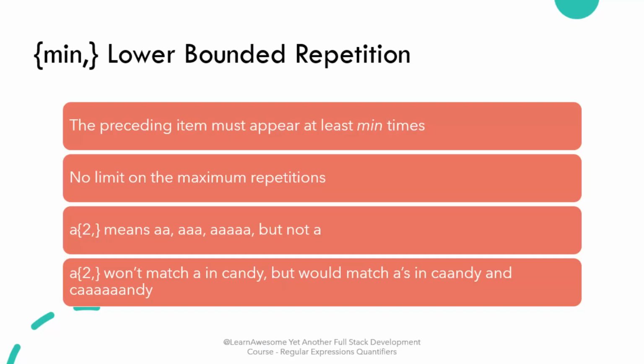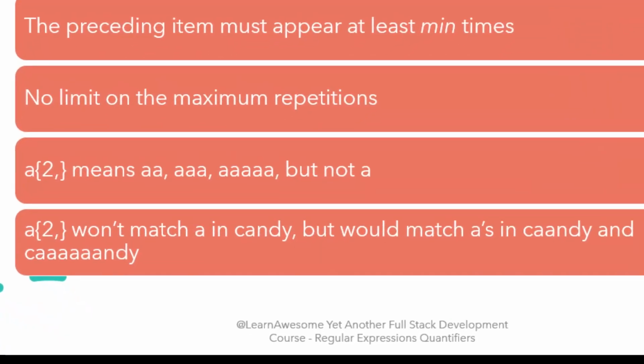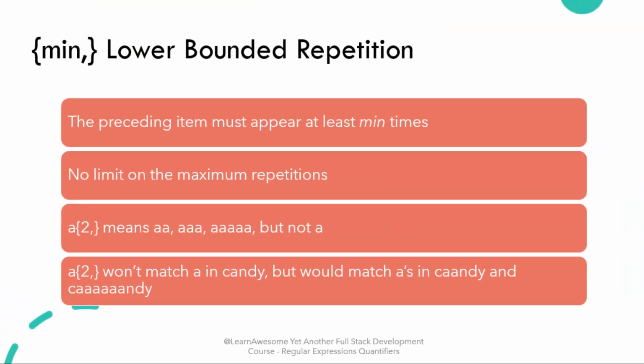A lower bounded repetition quantifier allows you to control the minimum number of required repetitions and allows for unlimited maximum repetitions. So you can write Kleene star as {0,} and Kleene plus as {1,} using this notation. It only enforces a limit on minimum repetitions. So A{2,} would match AA, AAAA, but not A. Similarly, A{2,} wouldn't match the A in candy, but would match the AA's in caandy and caaandy.